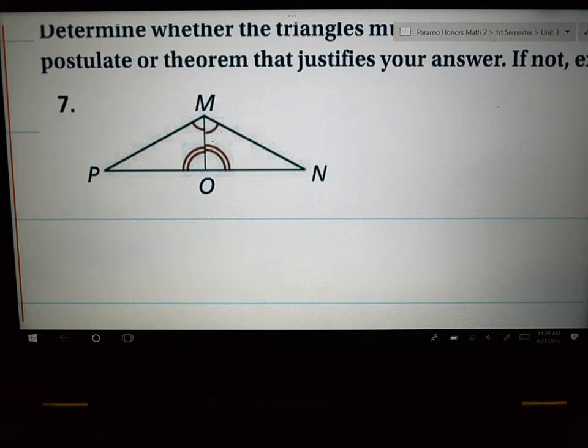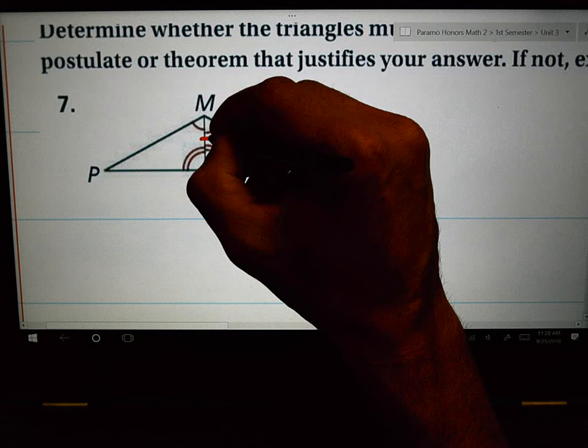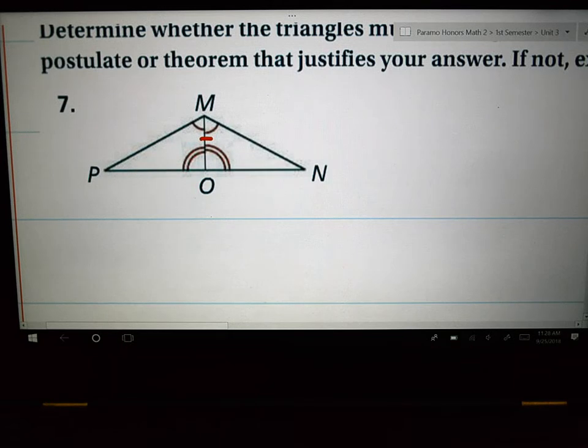Do you see something that you can add here? Something that is congruent to itself, maybe? Is there a shared side in both of these triangles? What letters are shared in both of these triangles? What side length? Go ahead and say the two letters out loud. Segment what? MO is the same as segment MO. It's the same in both.